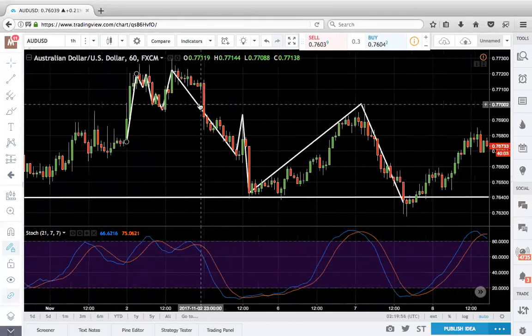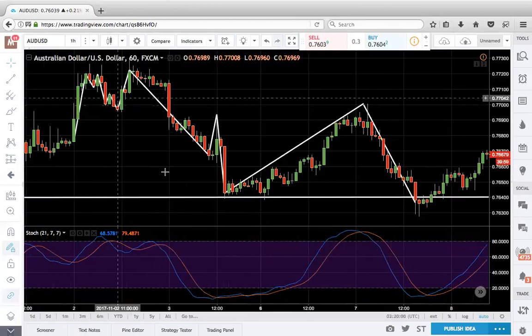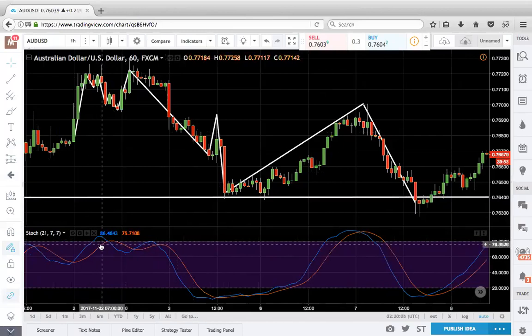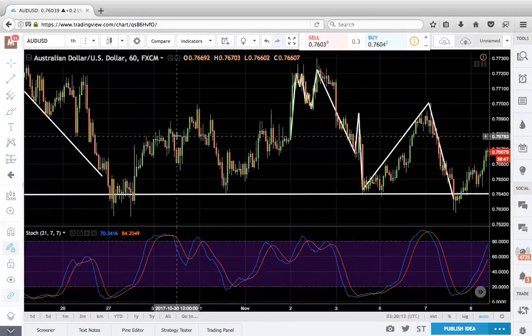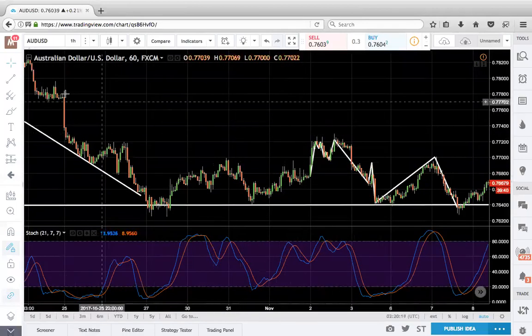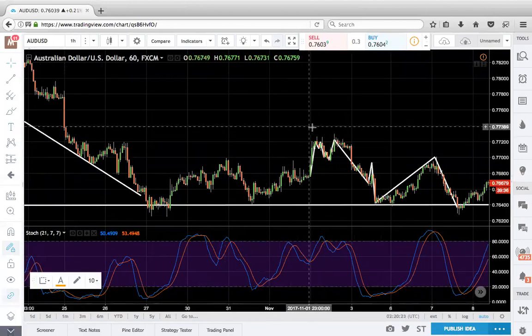So that's one element to it. You definitely want to draw this stuff out. Try to be as accurate as possible. Look at the stochastic, look at this indicator. You can also use the MACD, which also indicates whether a currency is overbought or oversold. And another thing you want to look at, if you see this on here, that's another great indication. What I'm talking about is this triple top right here. I'm going to go ahead and show you.